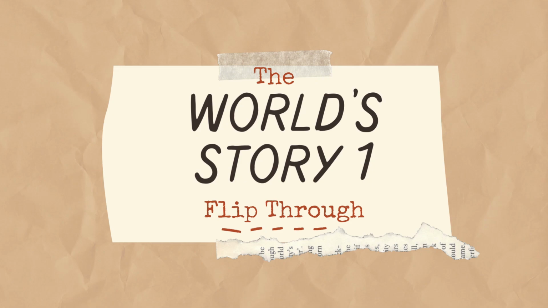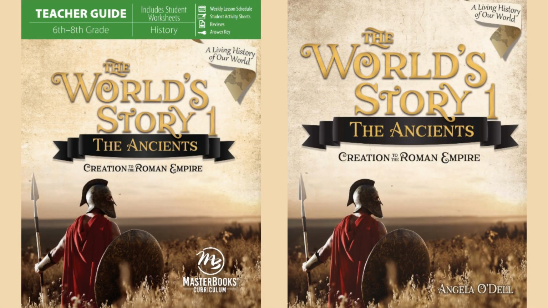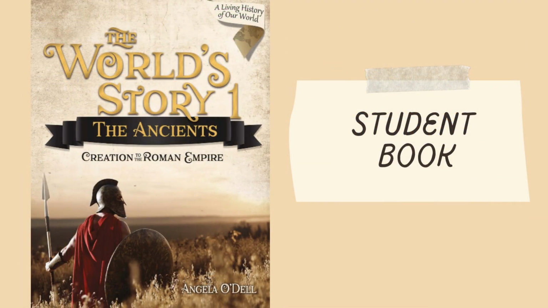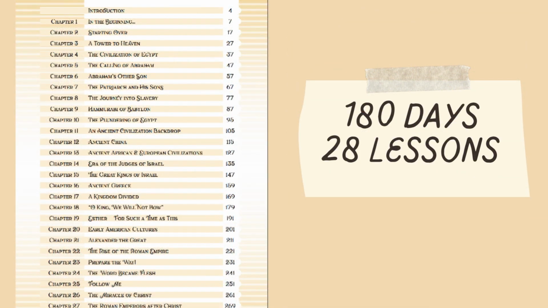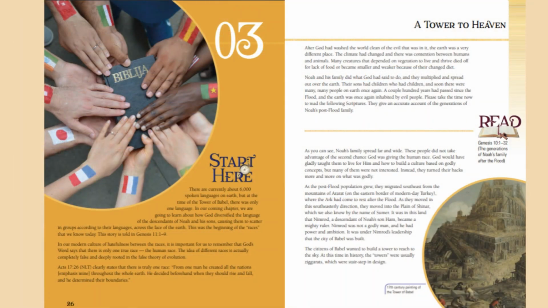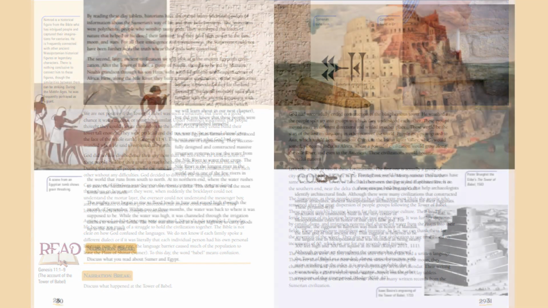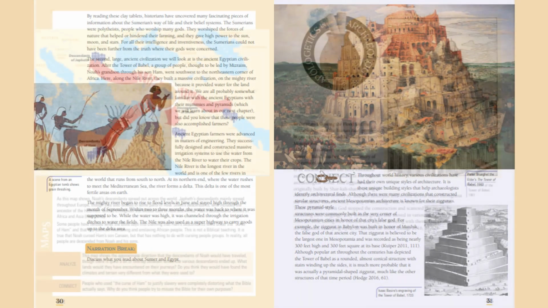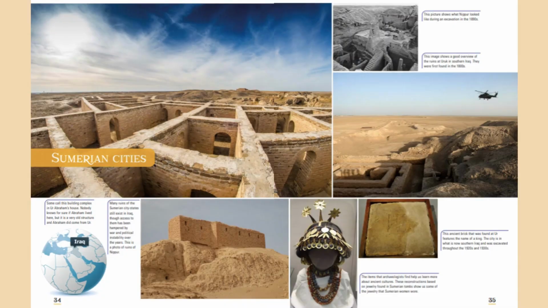The World Story series is designed for 6th through 8th grade students. World Story 1 focuses on the time frame of creation to the Roman Empire. The student text has 28 chapters, each full of colorful and inviting images. This is the resource for students to read from and reference.